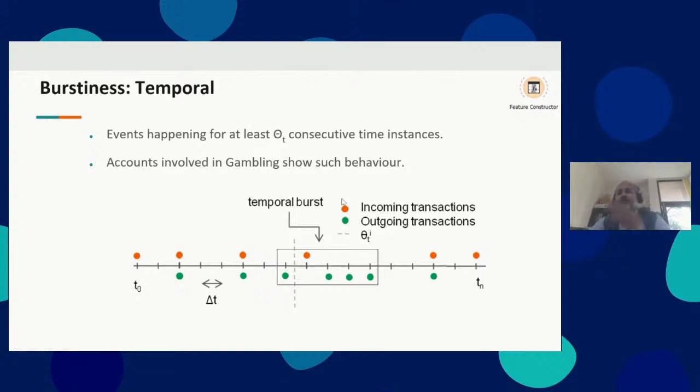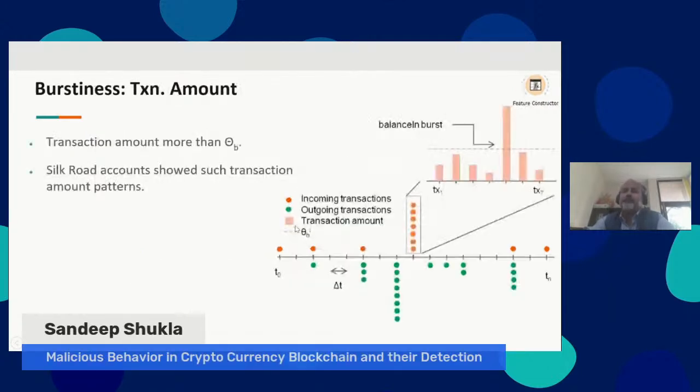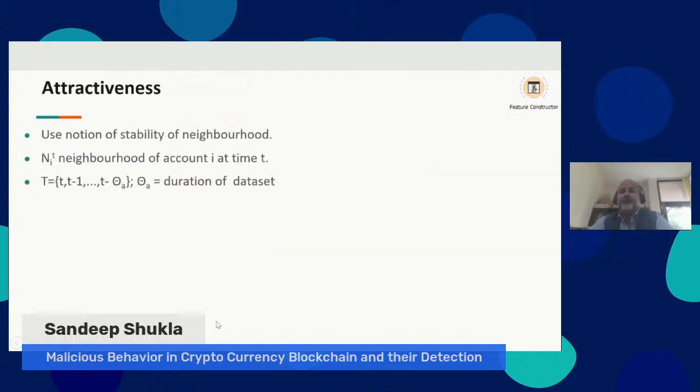Similarly, how closely spaced are their activities? Are they doing activities one after the other, or are they taking their time, doing an activity now and then staying dormant? We saw that the gambling accounts seem to have temporal bursts. Similarly, there is burst in transaction amounts, and we saw Silk Road accounts had such transaction patterns. Similarly, gas price also has similar behavior.